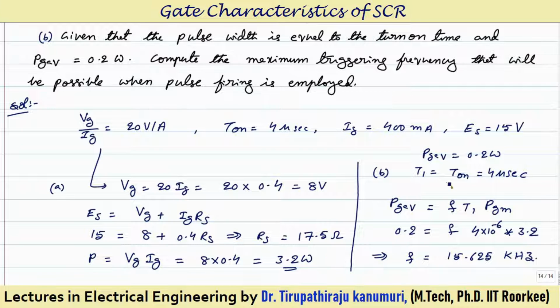So now coming to the part B, Pg average is mentioned 0.2 watts, and it is also mentioned T1, the turn on time, is 4 microseconds, and Pg average is equal to F multiplied by T1 multiplied by Pgm. This we have already seen. So this will be 0.2 is equal to F into 4 into 10 to the power of minus 6 into 3.2. That means the F is equal to 15.625 kilohertz. The frequency of the switching pulses can be 15.625 kilohertz.